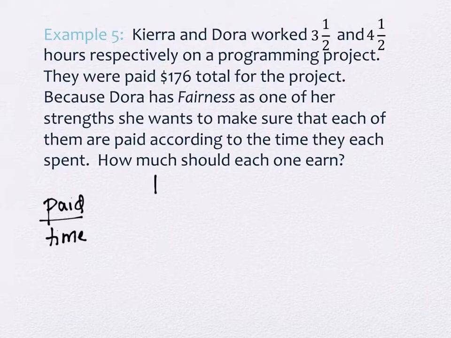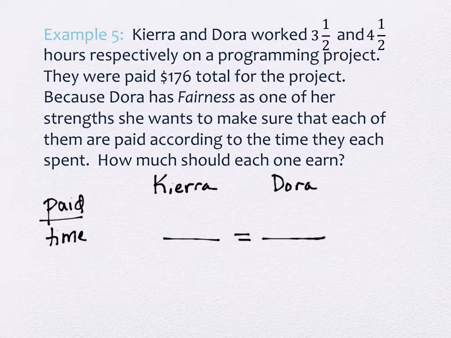So I have, let's see, Kiera was listed first. So Kiera first, and Dora on the right. Okay, so one piece of information is really straightforward. Which one? Is it the pay one, or is it the one about hours? Hours is really straightforward. We know how much Kiera worked. It said that she worked 3.5. And we know how much Dora worked. She worked 4.5.